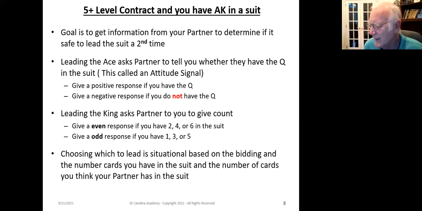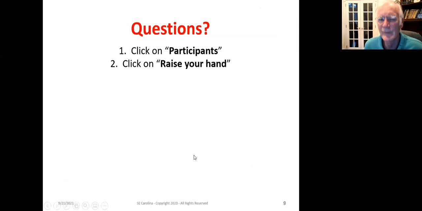It's kind of an odd sock that you don't have a pair to, and you just don't have the right time to talk about it. So I wanted to introduce the topic to you here. It's what we call a situational lead. It's based upon the bidding and the number of cards you've got.